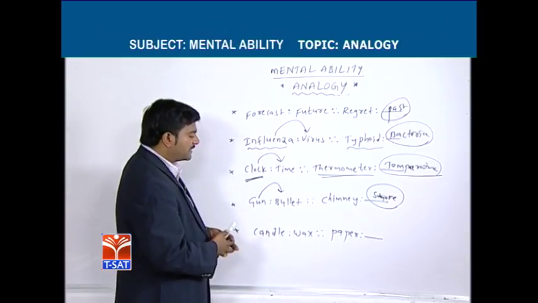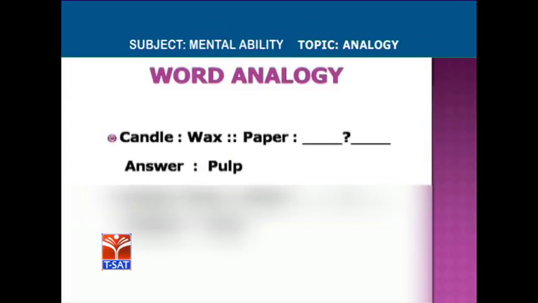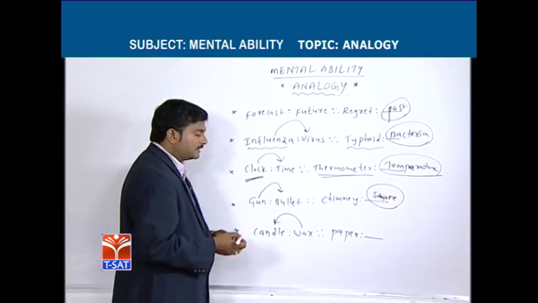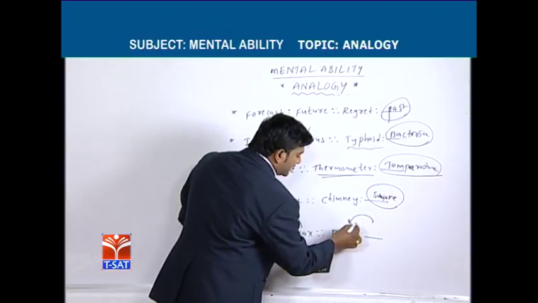Similarly, observe your final part: candle, wax; paper, dash. So it is very clear, a candle is made of wax. Similarly, paper is made of what here?